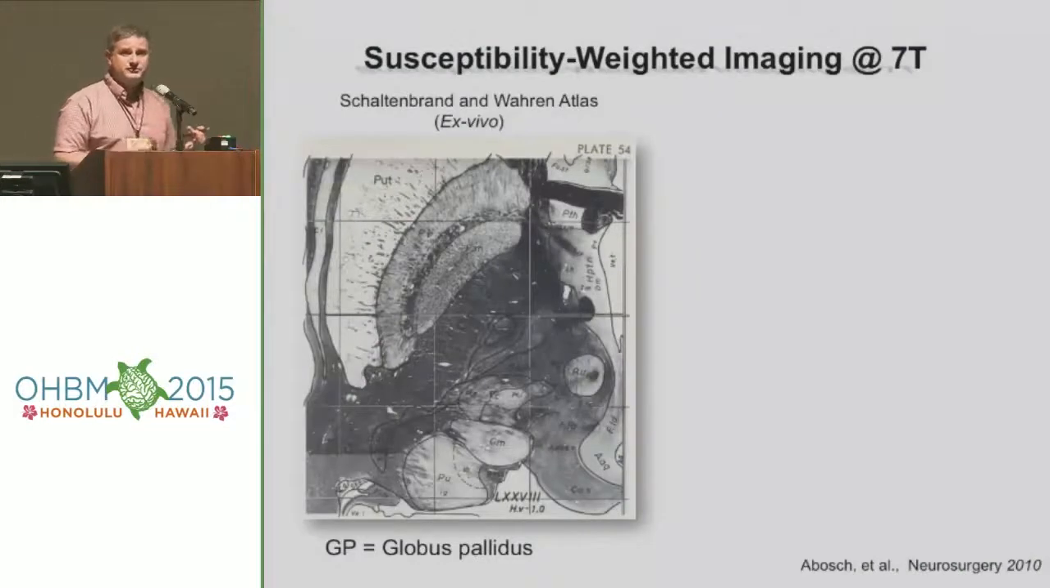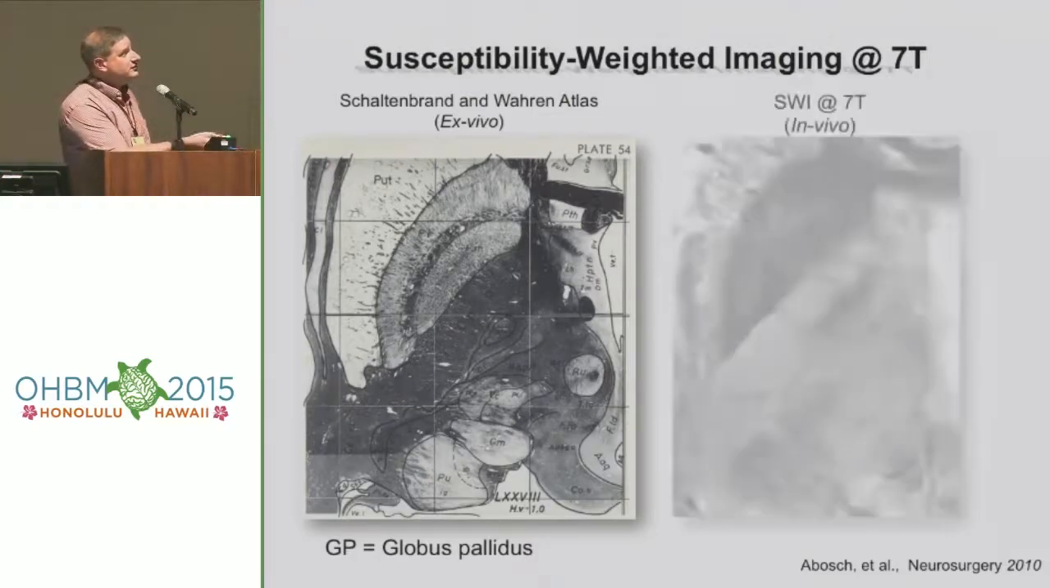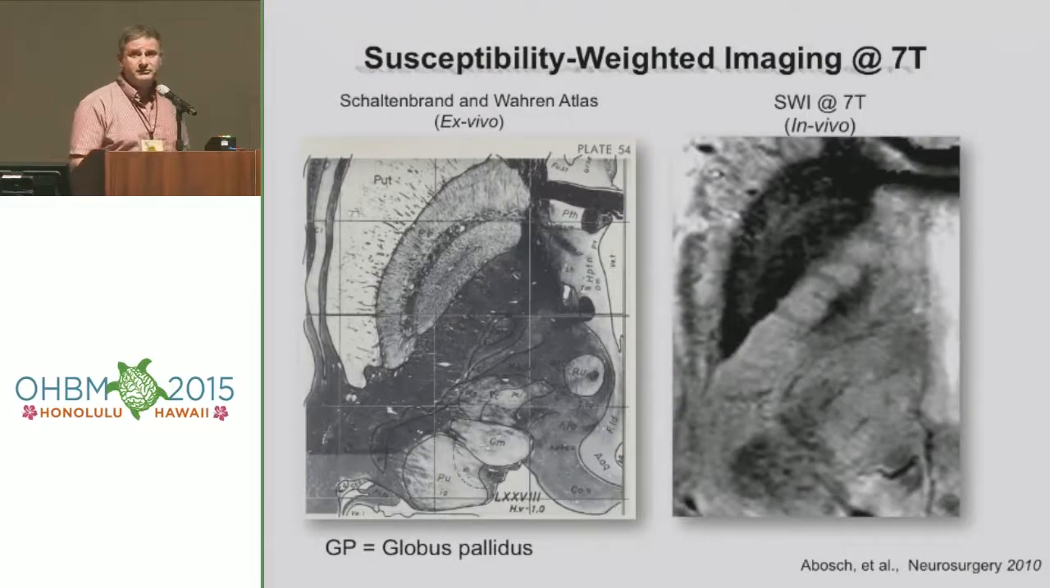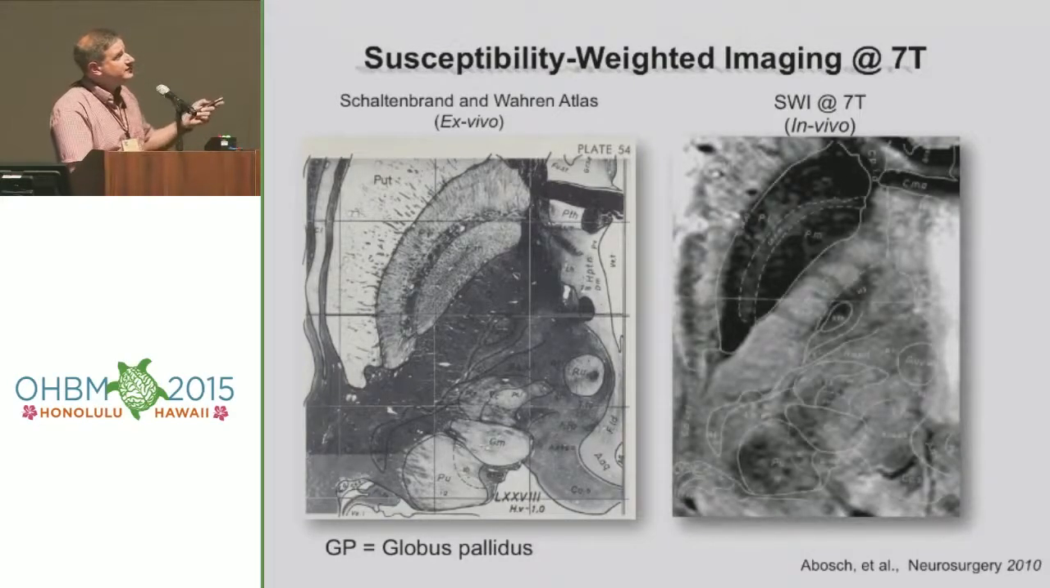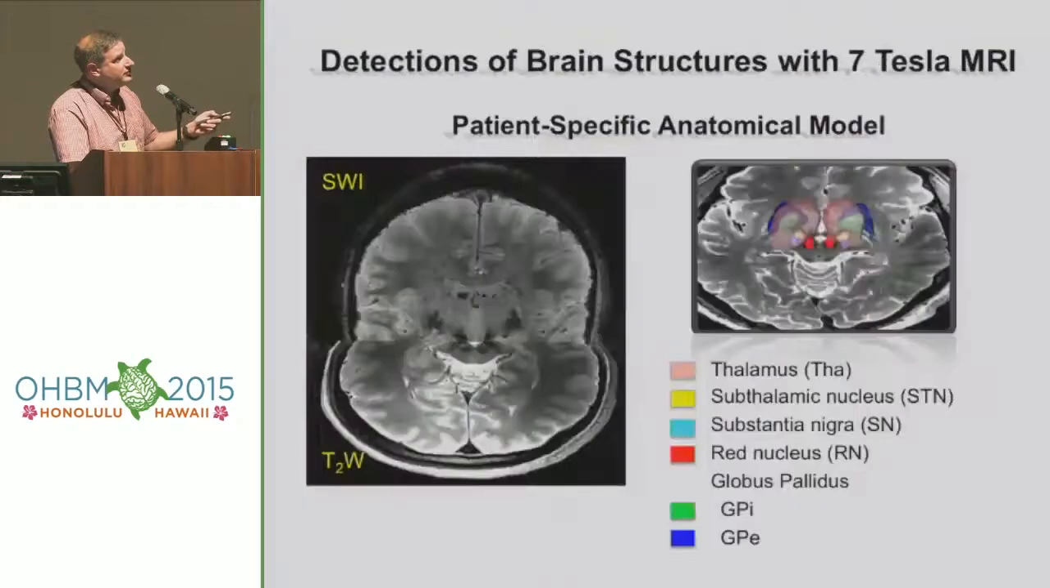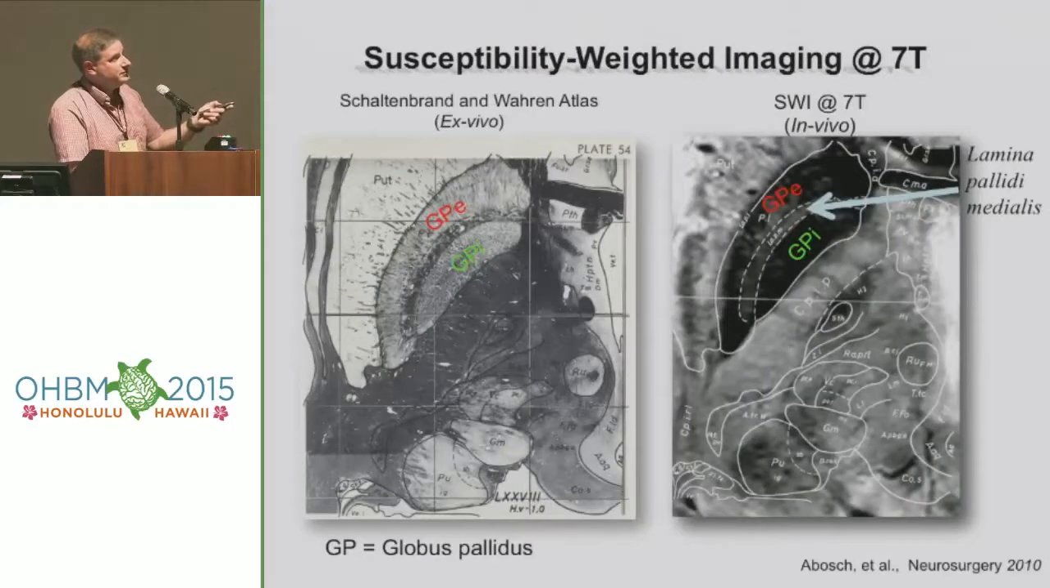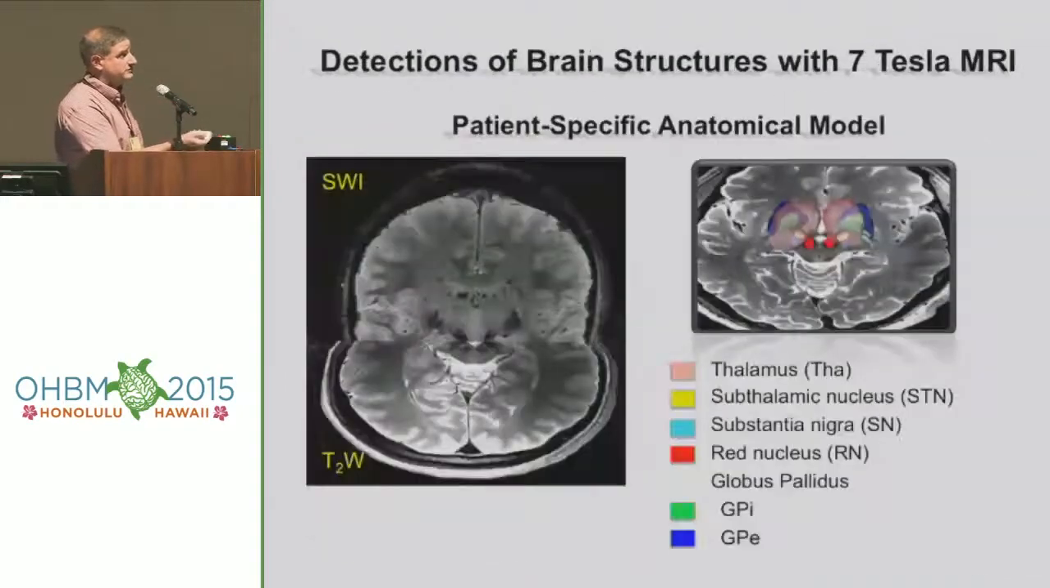So when you have so much information from these types of images, you can go back to the Bible of neurosurgery, the ex vivo atlas, and try to figure out how well you can do in vivo today. On the left, we can see a slice through the globus pallidus. On the right, you can see the GPI and the GPE. If you superimpose the atlas, you can see not only the borders between them, but you can also see the lamina between the two. So once again, it buys you a lot of information where you can push the resolution.